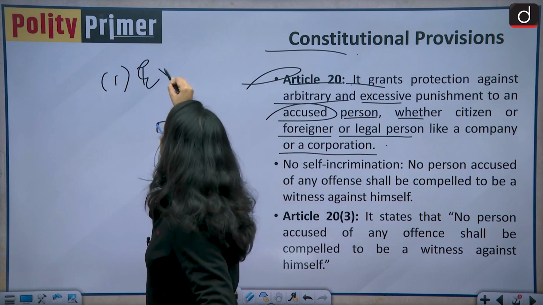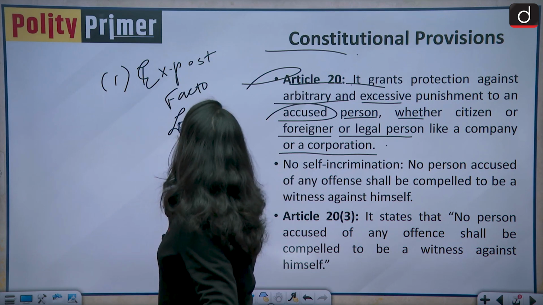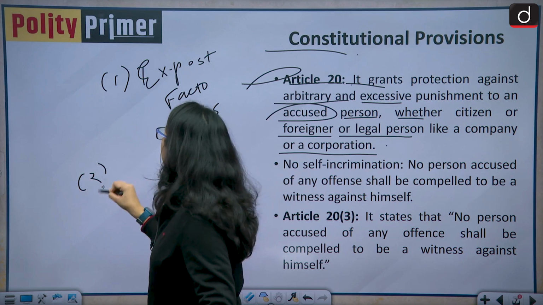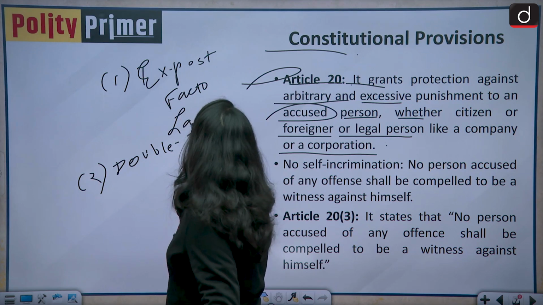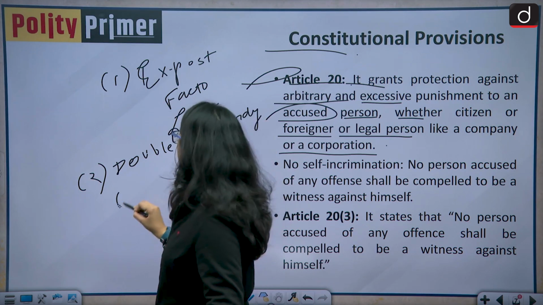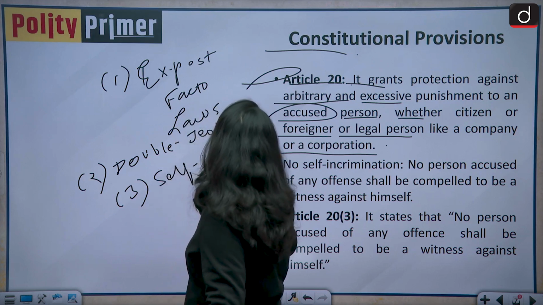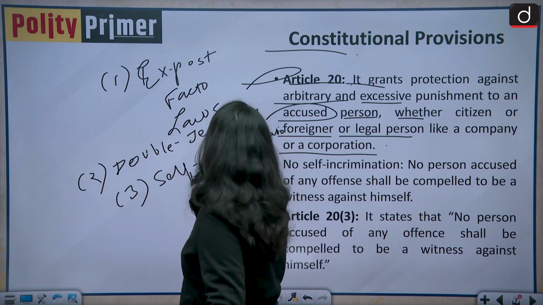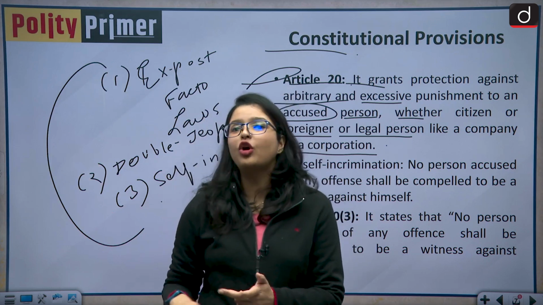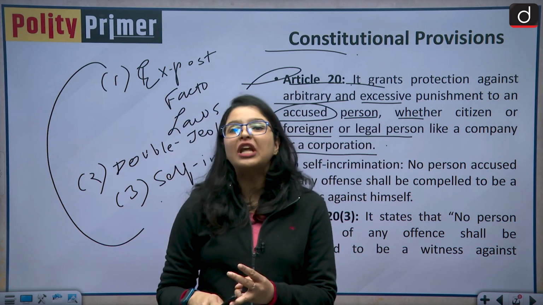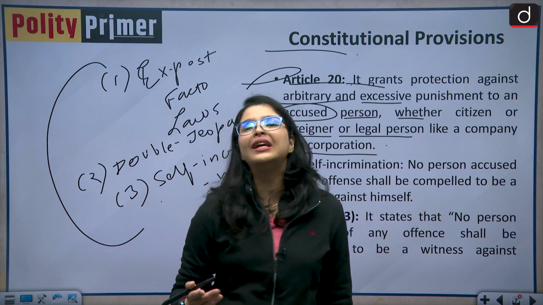Protection against ex post facto laws. Protection against double jeopardy. And protection against self-incrimination. So, all of these protections, that means the protection against ex post facto laws, the protection against double jeopardy, and the protection against self-incrimination, have been guaranteed to us by Article 20 of the Indian Constitution.